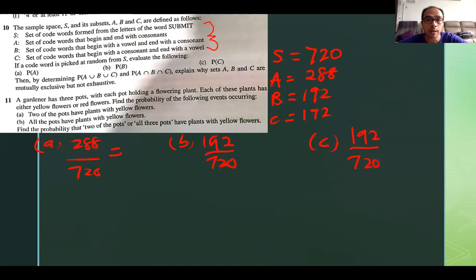Can anybody tell me what is the answer for A? Like the simplified. 288 over 720 is 2 over 5. Okay, what about B? B and C are the same. B and C are 4 over 15. Okay, both are 4 over 15. Okay, so then by determining P(A or B or C) and P(A) and P(B) and P(C), this explains why A, B and C are mutually exclusive but not exhaustive.